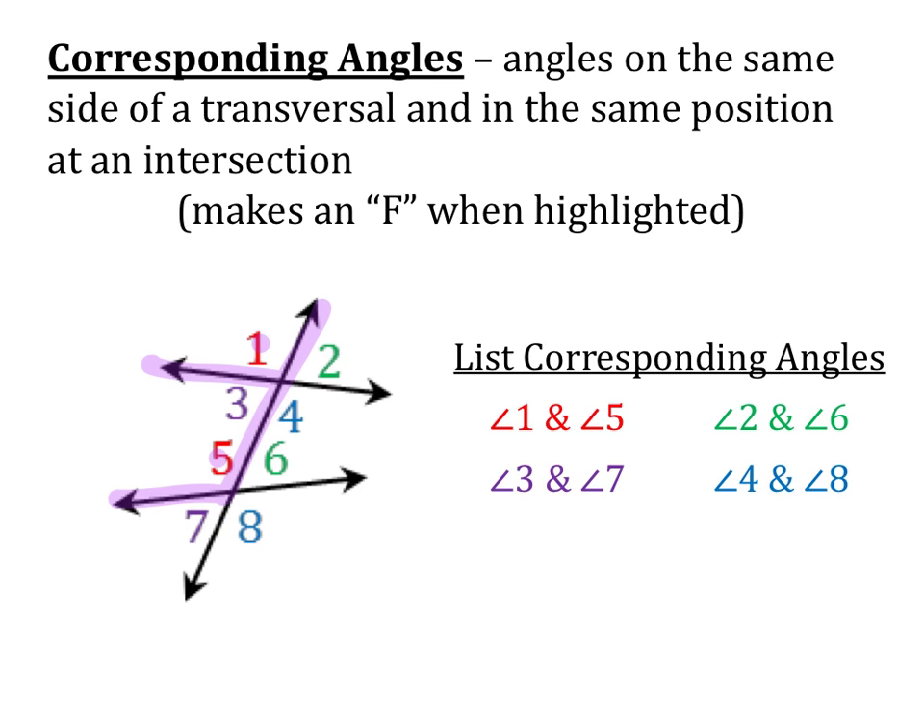Notice 3 and 7 are in a different position. So you've got 3 and 7 in corresponding positions, and you can make an F going this direction. And then you've got 2 and 6, here and here, so you've got an F going this direction. And then you've got 4 and 8, going this direction, so here and here. So corresponding angles are on the same side of the transversal and in the same position at the intersection.